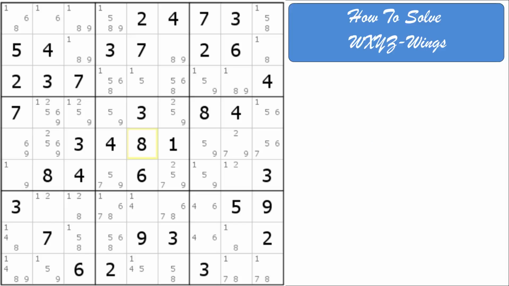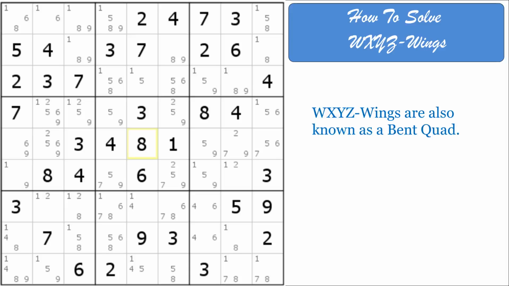So let's dig into this a little bit deeper. Another term that people use to describe WXYZ-Wings is a bent quad. So if it was straight, then you just have a naked quad. But bent means it's in more than one house, and that's why you can make the eliminations. That's why there's some logic involved there.